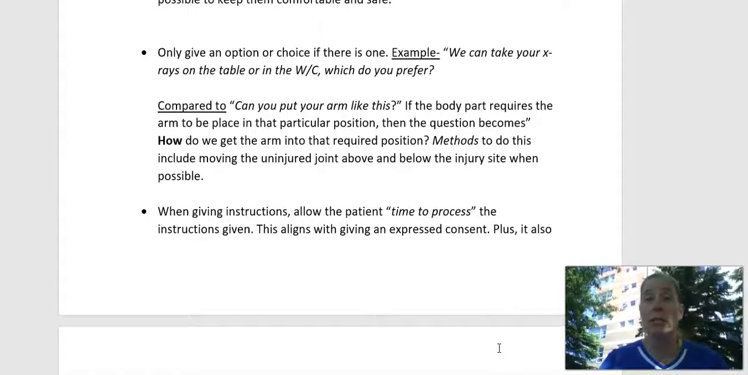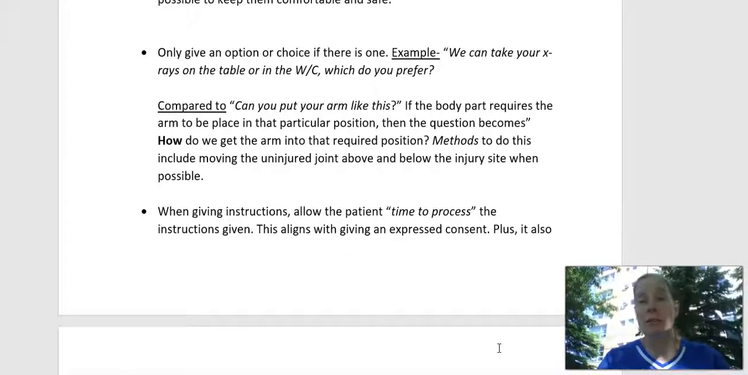But there are times where if I need to have their hand placed in this position, I need to have their hand placed in that position. So that's not really an option. The option is how we're going to get that hand into that position. Are we going to use sponges? Are we going to let the patient try by themselves? Are we going to see if the patient wants us to assist in moving the patient?